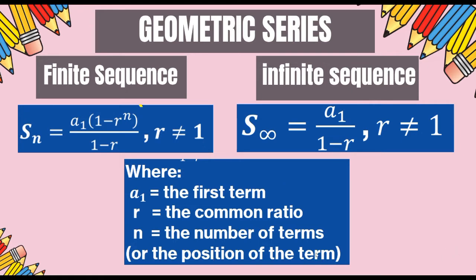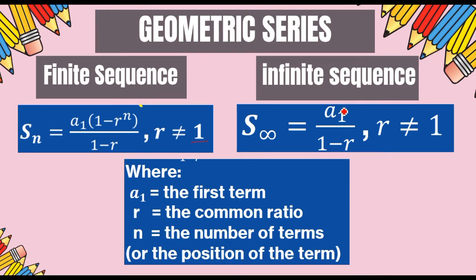So, we have the formula for geometric series wherein finite sequence, so S sub n is equal to a sub 1 times the quantity 1 minus r raised to n over 1 minus r, wherein r is not equal to 1. Kasi kapag po ang r natin o ang tinatawag nating ratio ay equal kay 1, ang mangyayari po 1 minus 1 ay 0. So kapag nag-0 po siya, undefined na po ang ating sequence.